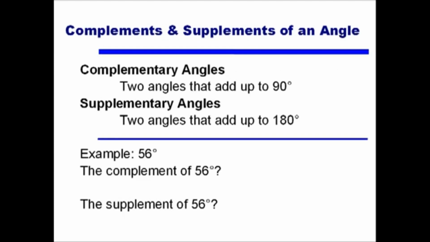We also found complements and supplements of angles. We found that complementary angles were two angles that added up to 90 degrees, whereas supplementary angles were two angles that added up to 180 degrees. And we had the example of 56 degrees. Well, again, we're talking in terms of radians now. So instead of 90 degrees, we're going to be talking about pi divided by 2. Remember, pi over 2 is equal to 90 degrees.